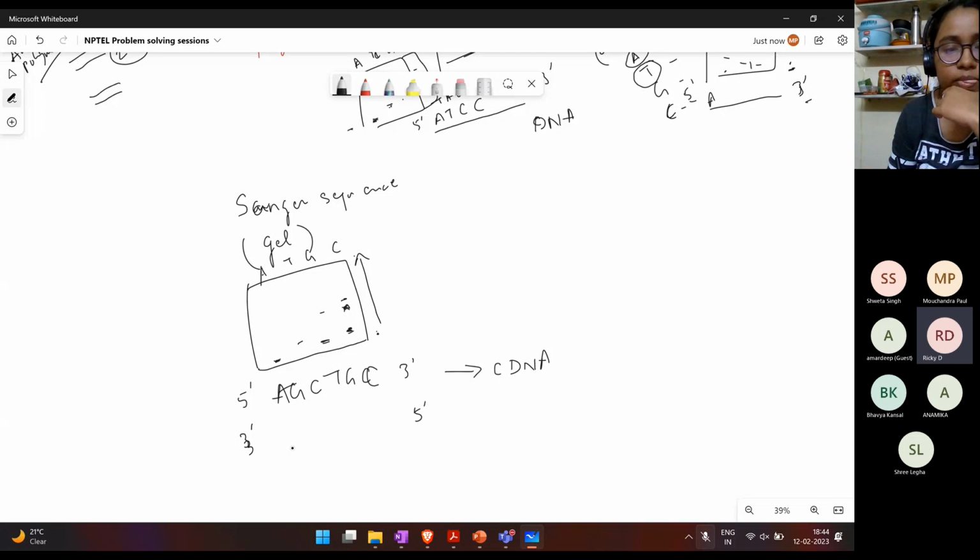Okay. This hasn't been said. They said you have to find out the cDNA, then you can predict the mRNA. Both need to be found out.